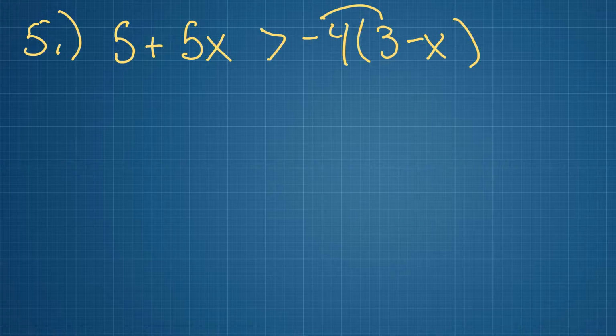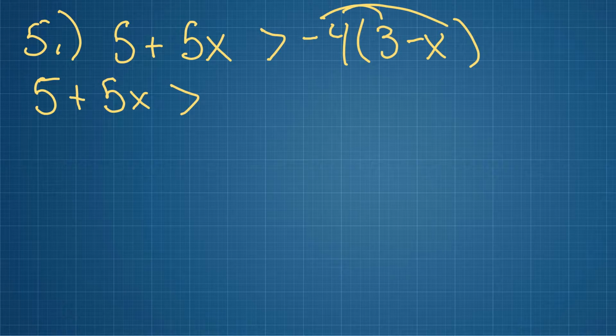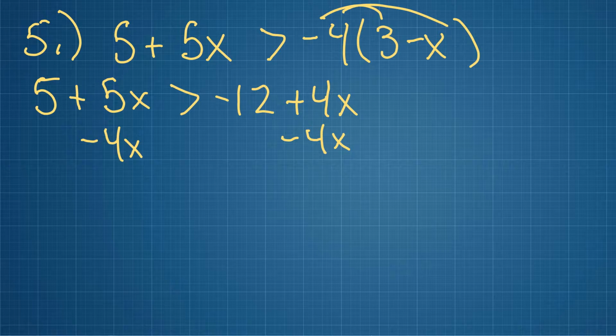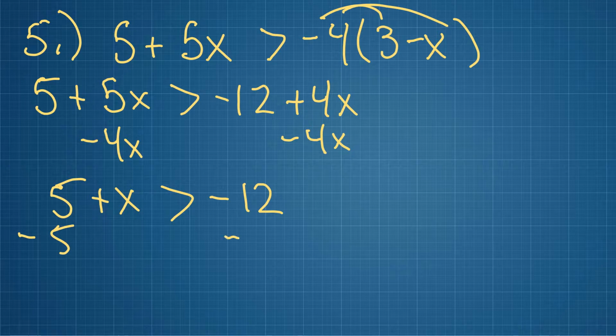Remember, you're going to distribute that negative sign first. So it's going to turn into 5 plus 5x is greater than minus 12 plus 4x, because remember, negative times the negatives are positive. Now I'm going to subtract 4x from both sides. I get 5 plus x is greater than negative 12. I'm going to subtract 5 from both sides. I get x is greater than negative 17.